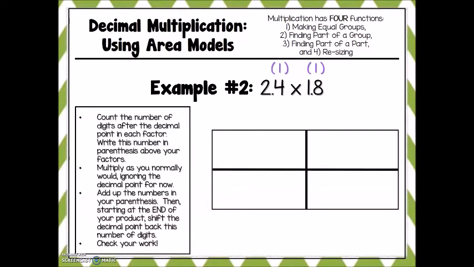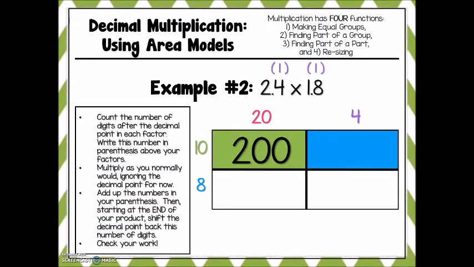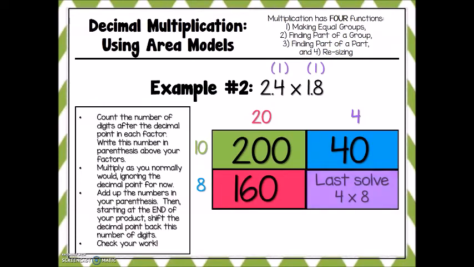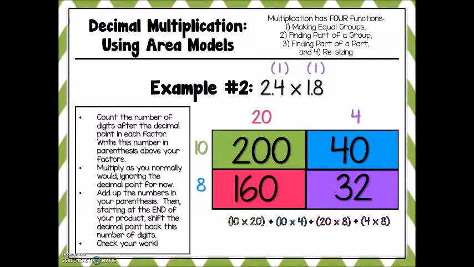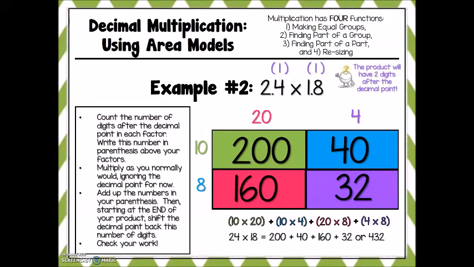So that means I'm going to pretend that this is 24 times 18. So I'll solve 20 times 10, 10 times 4, 20 times 8, and then 4 times 8. I'll add all of those pieces together, which tells me if I was multiplying 24 times 18, my answer would have been 432. Now I need to count those digits in parentheses. 1 plus 1 is 2, so that means my product will have 2 digits after the decimal point. So in 432, if I shift that decimal point back 2 spaces, my final product would be 4 and 32/100ths.